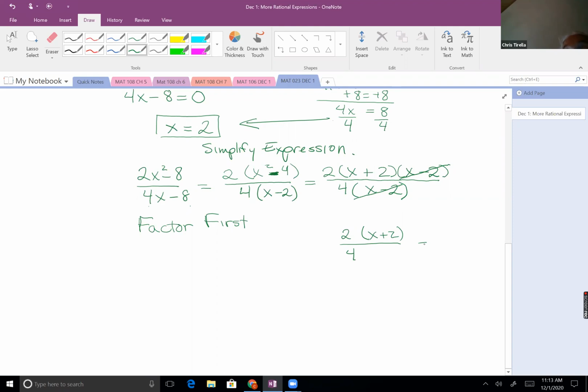And then with the numeric part, does everybody see that I can reduce the 2 over 4? Dividing out 2, 2 divided by 2 is 1. 4 divided by 2 is 2. And so my final answer will be x plus 2 over 2. And that was what we had been looking at last class.